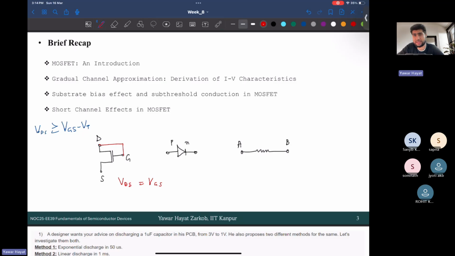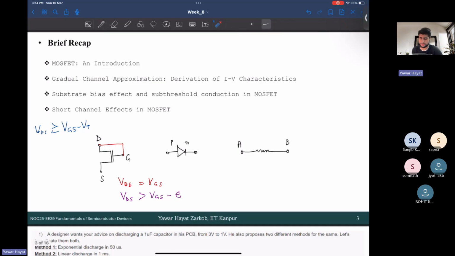Does anyone think that this would lie in the saturation region? No, sir. No? Okay, let's see. If VDS is equal to VGS, can I say that my VDS would be greater than a quantity that is less than your VGS? Does this make sense?